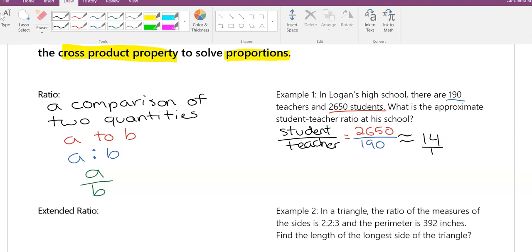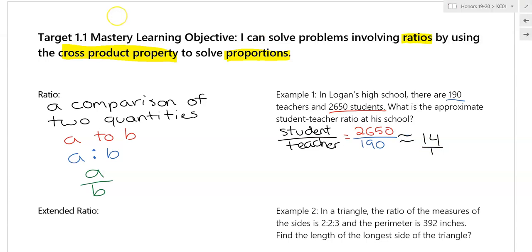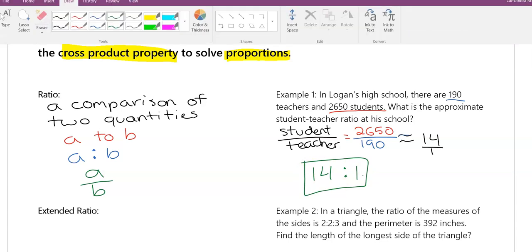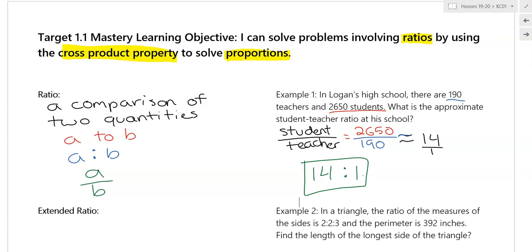So now we can go back and write our ratio as a 14 to 1 student-to-teacher ratio. Okay? Approximately. So you'll see that, like, if you're ever looking at colleges, you'll see that a lot. They'll tell you approximately how many professors for every student, or how many students for every one professor.